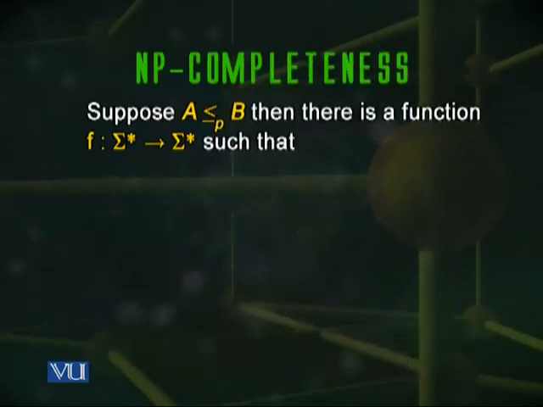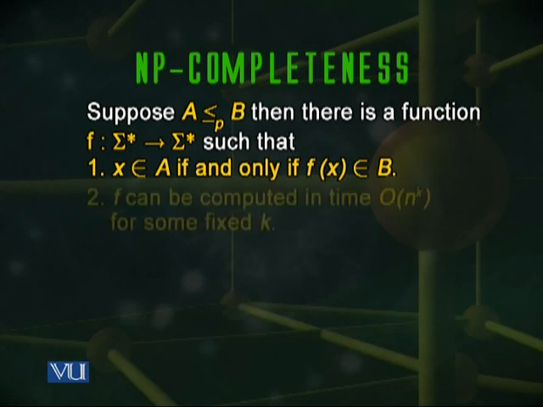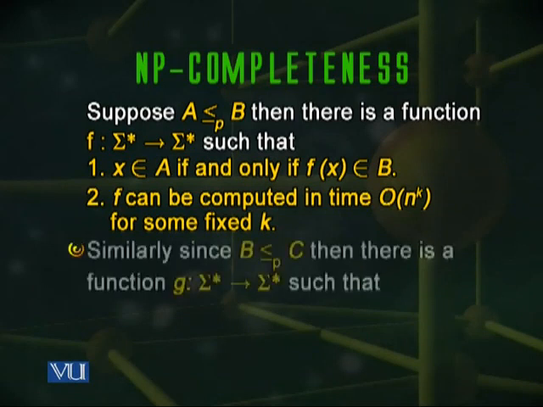Suppose that A is polynomial time reducible to B. Then what does that mean? This means that there is a function f mapping from sigma star to sigma star such that x is in A if and only if f of x is in B. The second property that f has is that f can be computed in polynomial time, so it can be computed in order n to the k for some fixed constant k. This is what it means for A to be polynomial time reducible to B.